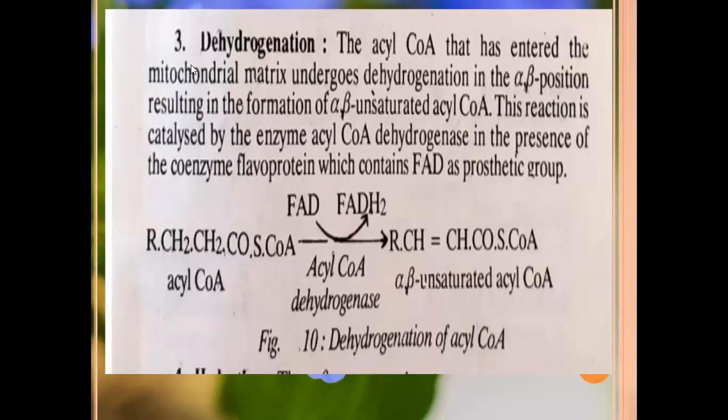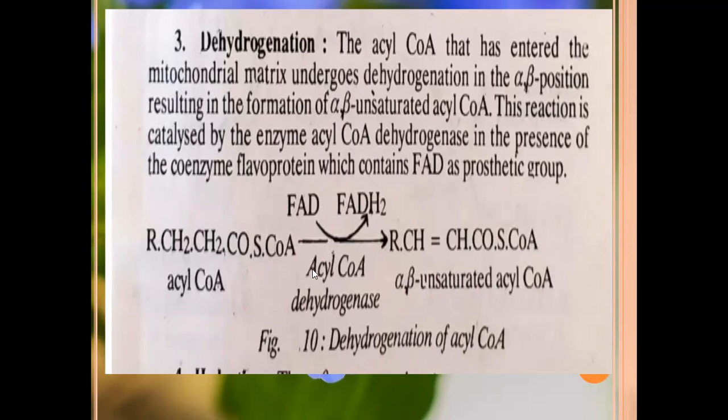And the third reaction is dehydrogenation. See, it is acyl coenzyme A. The dehydrogenation reaction occurs in the mitochondrial matrix. The dehydrogenation process is carried out with the help of the acyl coenzyme A dehydrogenase enzyme. The activated acyl coenzyme A is converted into alpha beta unsaturated acyl coenzyme A.